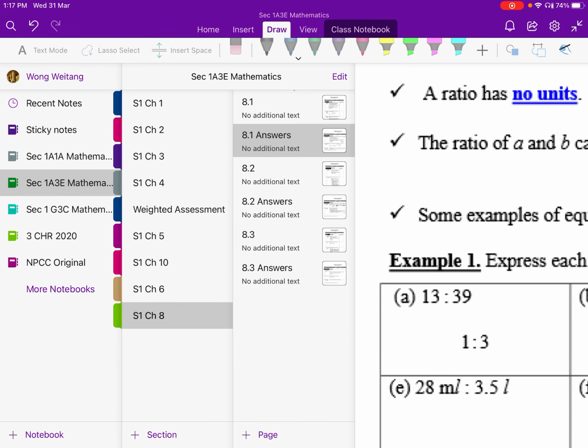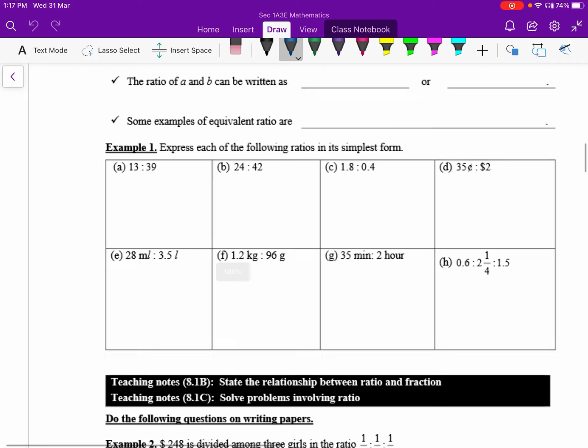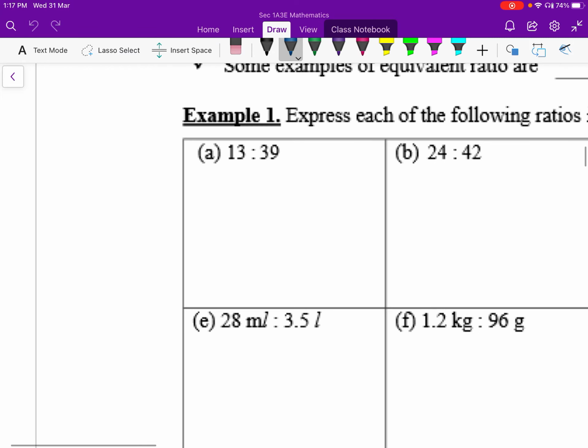Now this is where I need you to do some exercises. Ratio in the simplest form. Let's start with the first one, 13 to 39. What will you do? 1 over... 1 is to 3. I just want to confirm your thought process. How did you get 1 is to 3? Divide by 13 on both sides, right? You find the common factor, you divide.